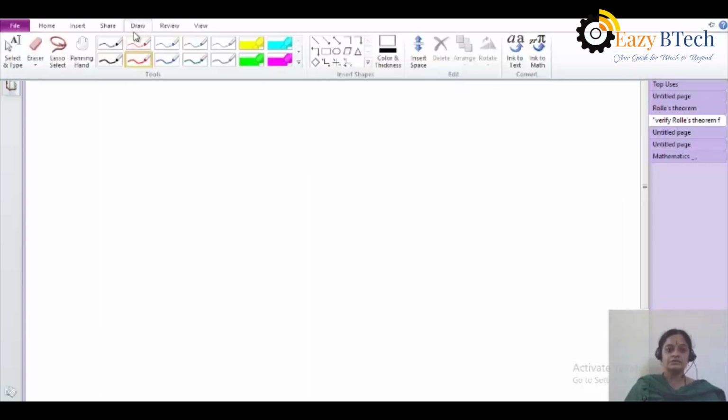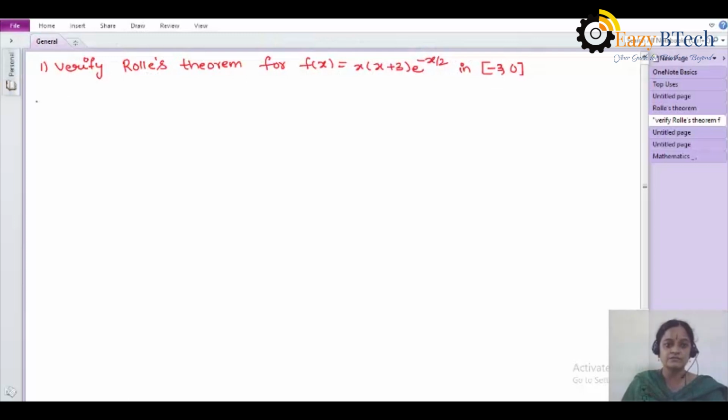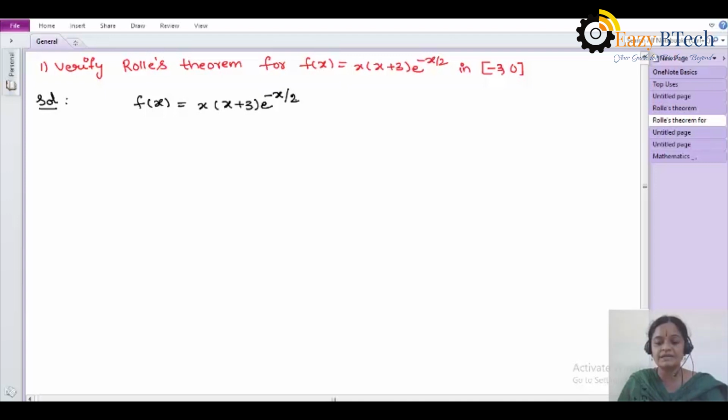Now doing the solution of this problem, verifying. To verify Rolle's theorem, three conditions are there: continuous on the closed interval, derivable on the open interval, and f of a is equal to f of b. At first, writing the given function, f of x is equal to x into x plus 3 into e power minus x by 2. Verifying the first condition, that is the continuity condition.